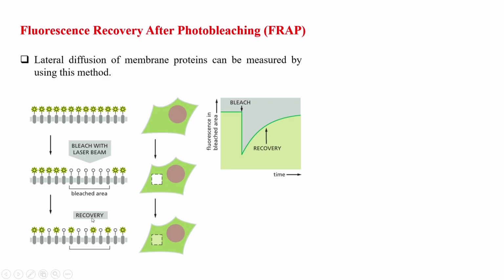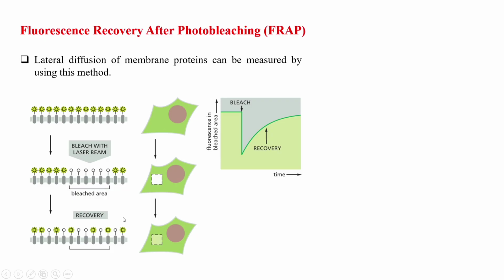If a recovery of the fluorescence occurs, that proves that some unbleached proteins move into the bleached area, or the bleached proteins move out of the bleached area. So two things can occur. If there is recovery, that means there is lateral diffusion, and if there is no recovery, that means the proteins are not performing lateral diffusion.